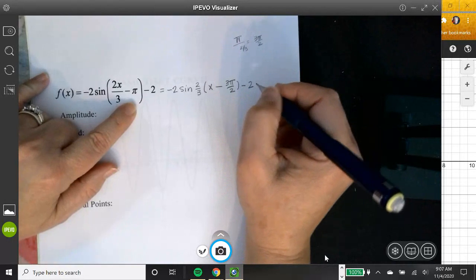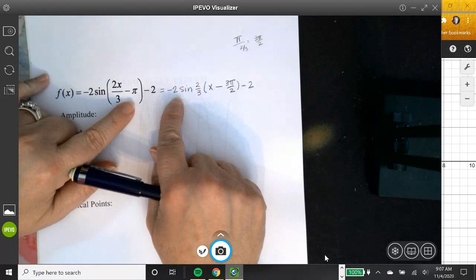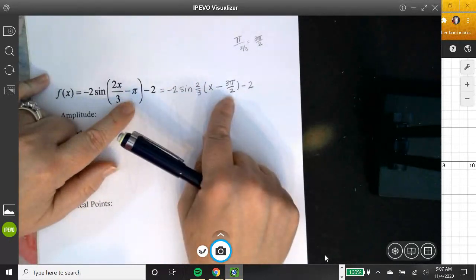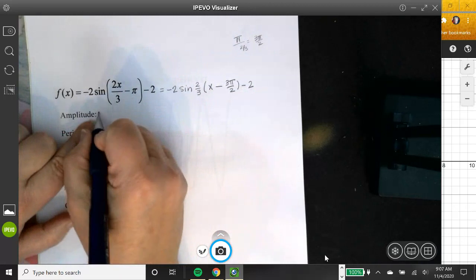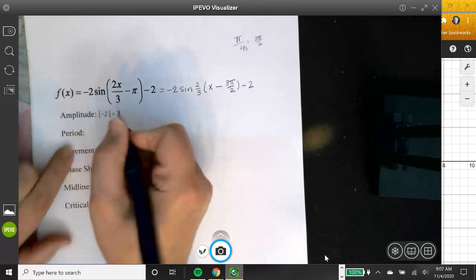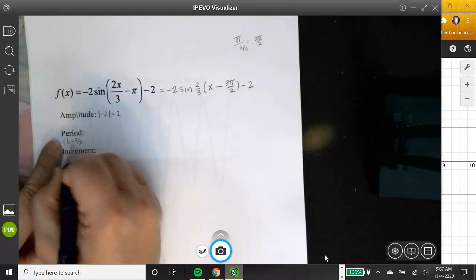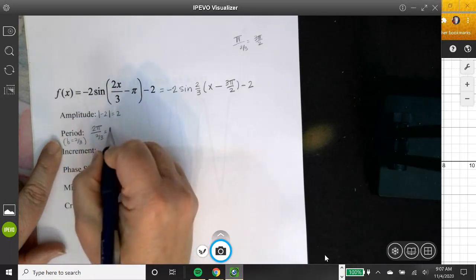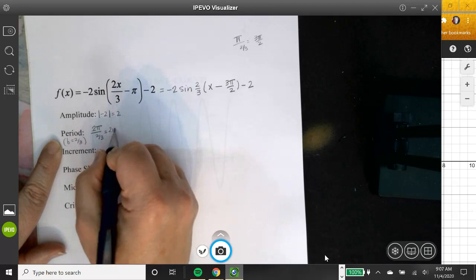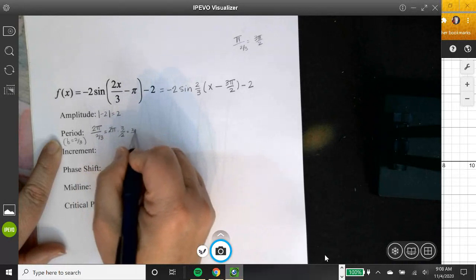minus 2. Now, why is this the challenger one? Well, because I've got an amplitude, and it's upside down, a b factor that's a fraction, a phase shift, and a midline. So I've affected the a, the b, the c, and the d. So the amplitude here is the absolute value of negative 2, which is 2. The period factor here is 2/3, so b equals 2/3. So the period is going to be 2 pi over 2/3, which would equal 2 pi times 3/2, right, which is just 3 pi.